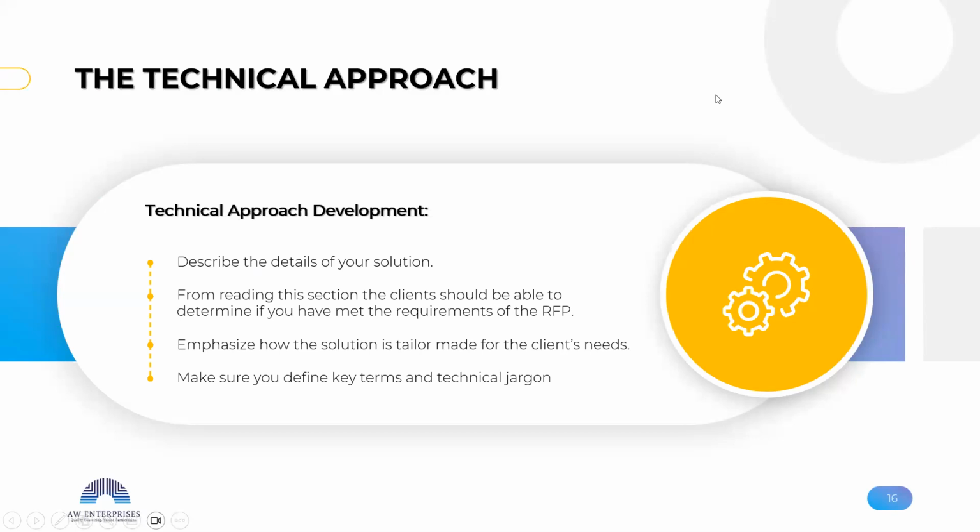The second part of the proposal response is your technical approach. Now, when I say technical, this is like technical writing, so it doesn't have to be something IT, okay? It could be an administrative section that, this is how you're going to do what the government needs to be done. Describe in details your solution, okay? From reading this section, the client should be able to determine if you have met the requirements of the solicitation or RFP, okay?